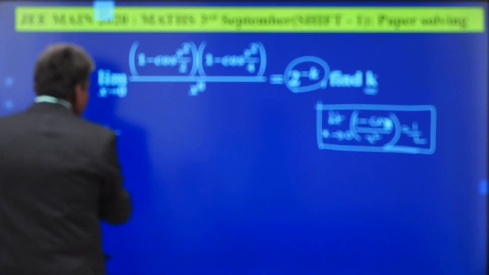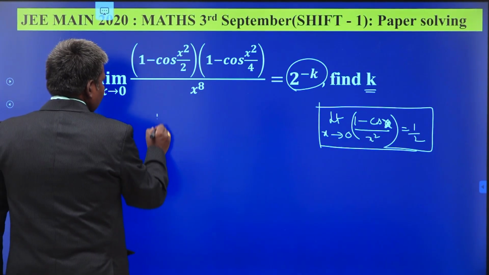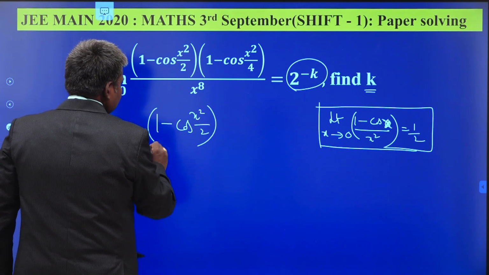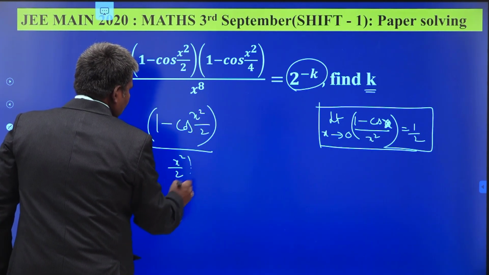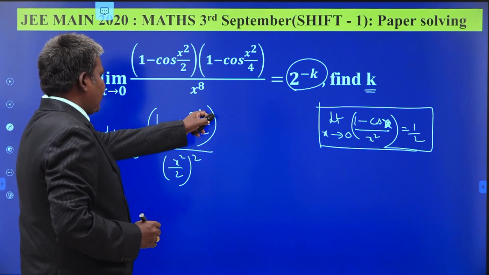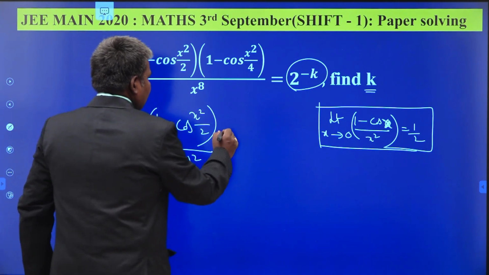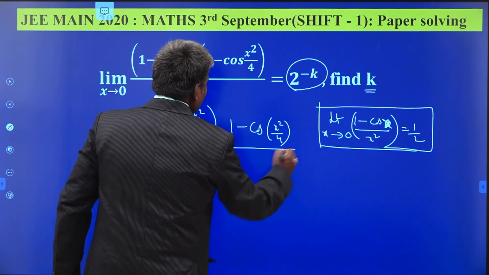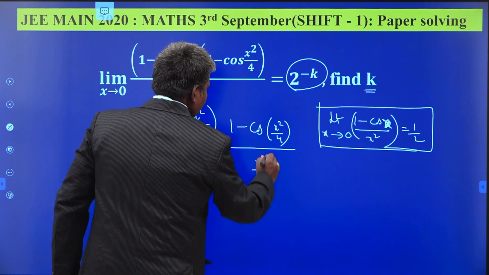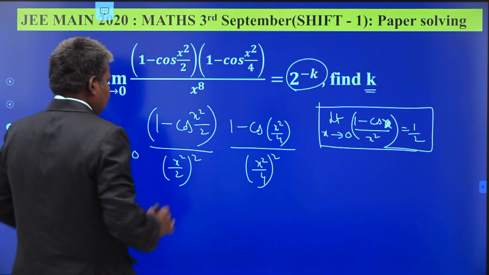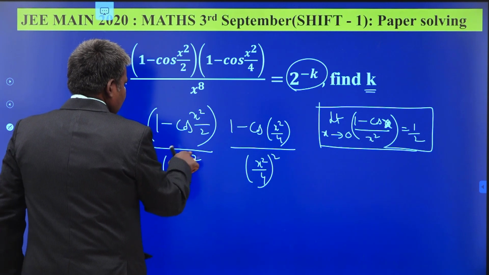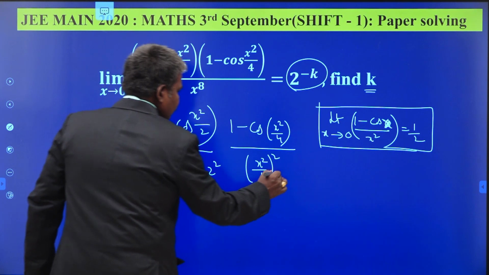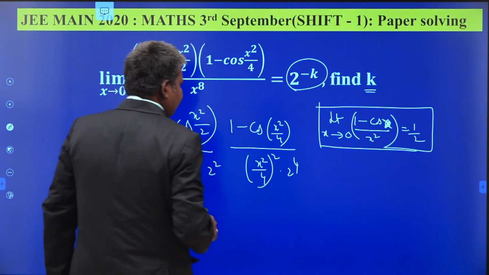This can be written as limit x tends to 0, 1 minus cos x square by 2, divided by x square by 2 whole square. Instead of x, I am writing x square here. Again, 1 minus cos x square by 4, whole divided by x square by 4 whole square. So to compensate, x power 4 and x power 4 make x power 8, so we have to write 2 square again, and 4 square, that means 2 power 4.